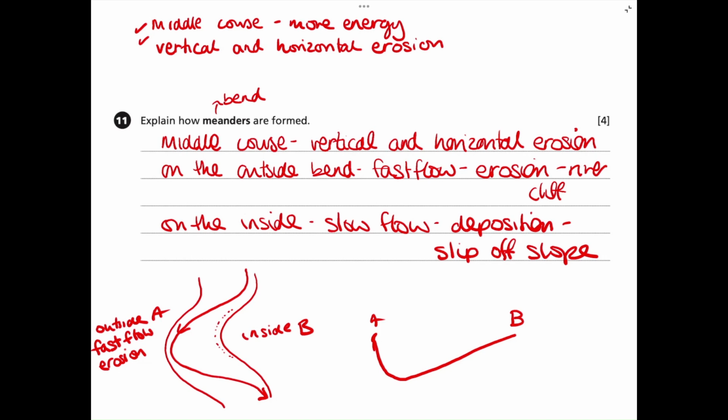So in order to get our 4 marks here, we've written quite a lot to gain some marks. So we've got on the outside bend, we've got a fast flow, and this leads to more erosion, creating a river cliff. On the inside, we've got a slower flow, which leads to deposition and a slip-off slope. You could also mention about the cross section. It is deeper on the outside with more erosion and shallower on the inside, and this can lead to an asymmetrical cross section.